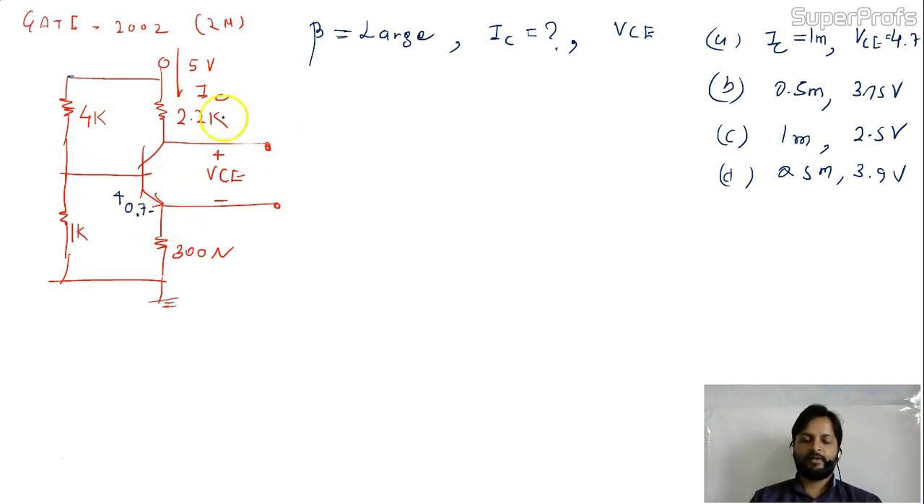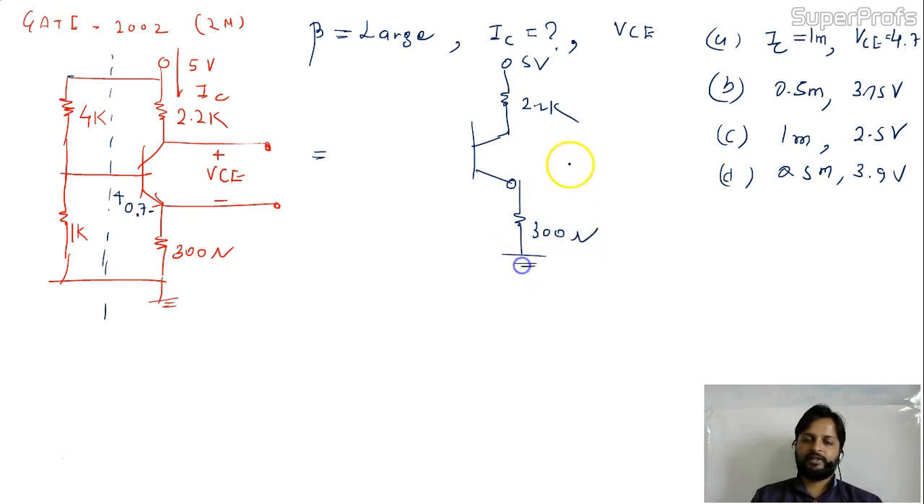See, this is the input. I can take the equivalent circuit of the input. This is the collector part, 2.2K connected with 5 volt. Over here you have 300 ohm. Now for the input I need the equivalent circuit, the voltage at this point. So I'll find the voltage across 1K: 1K into 5, the source, divided by 4K plus 1K, because they are connected in series.